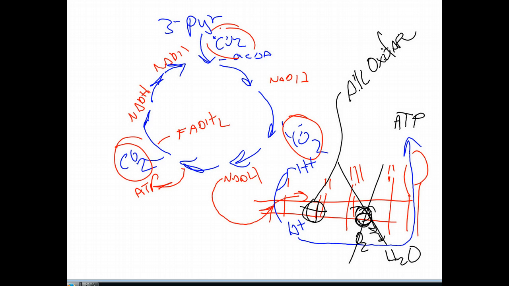CAM. I didn't miss CAM. Okay. And I just erased it. Okay. CAM, not as efficient, and basically it's C4 at night and C3 in the day. The big difference with CAM is that the organic acid is stored in the vacuole.